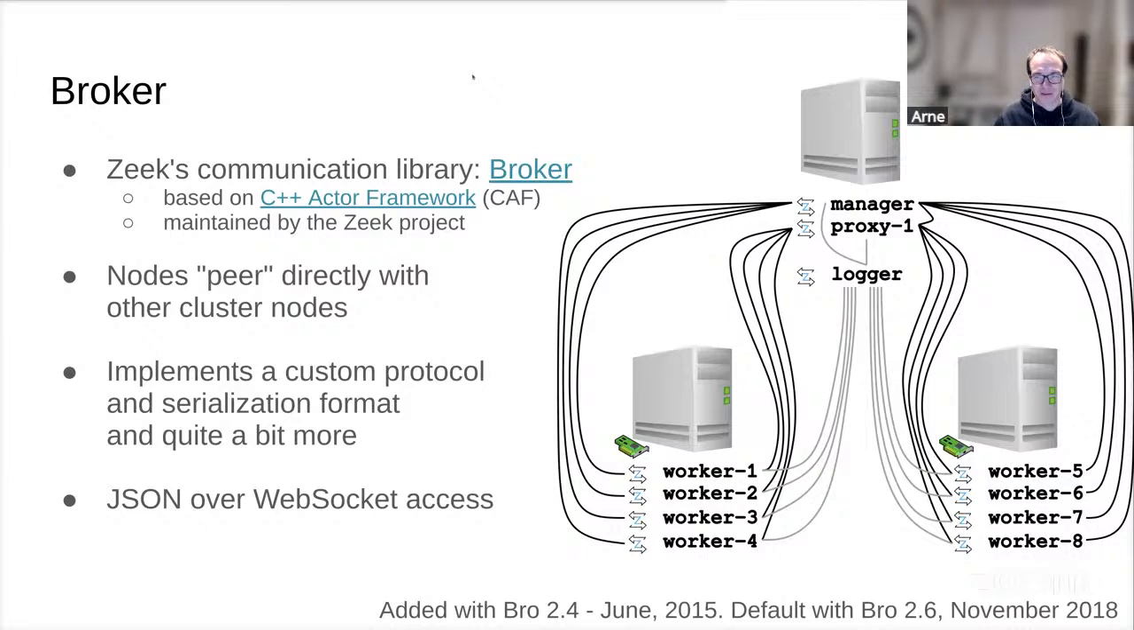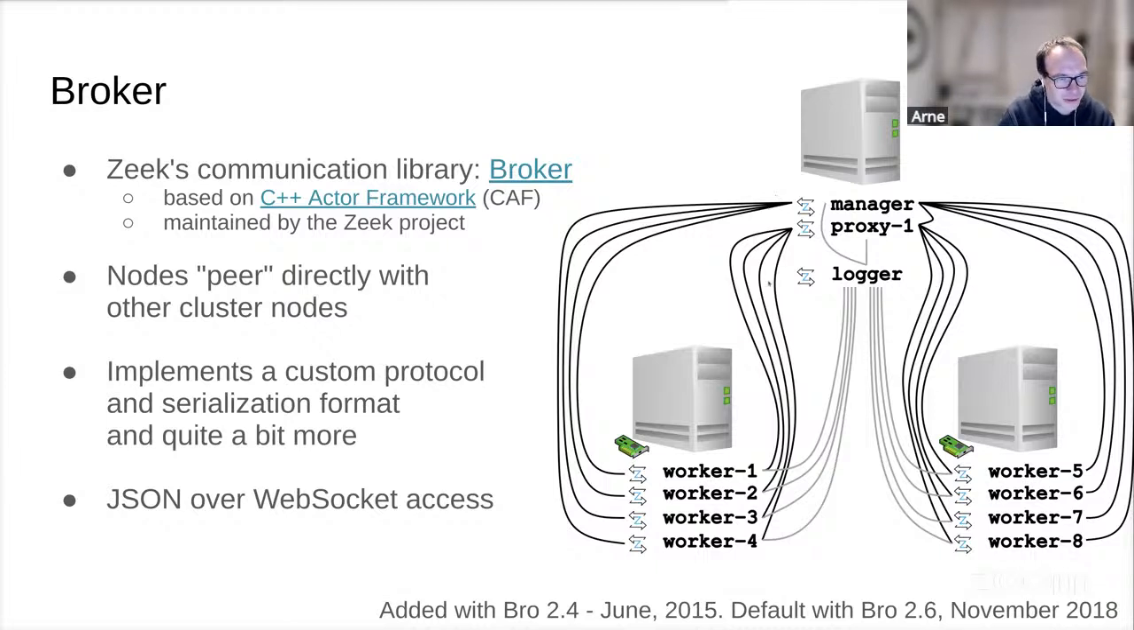The connectivity in a Zeek cluster with Broker is such that, for example, on the right, you can see that all of the worker nodes peer with nodes of other types, but worker nodes don't peer with each other, so it's not fully meshed. Similarly, proxy nodes peer with manager nodes and logger nodes. There's only one proxy node shown, but if there were multiple, proxy nodes don't peer with each other either. But there are many connections going on.